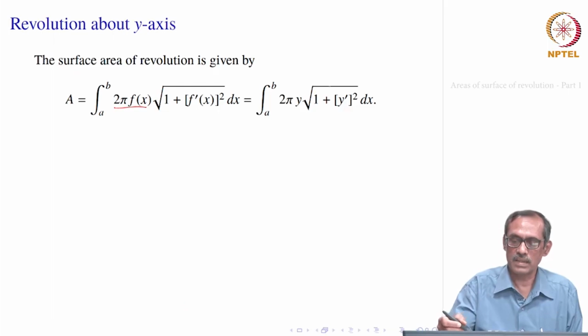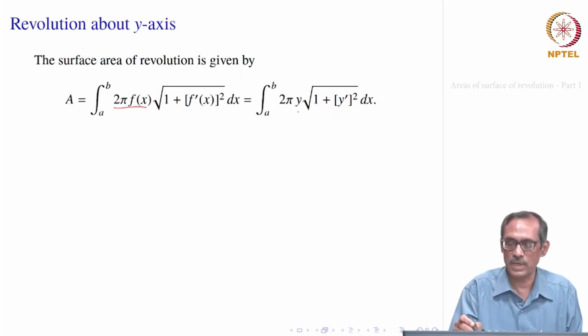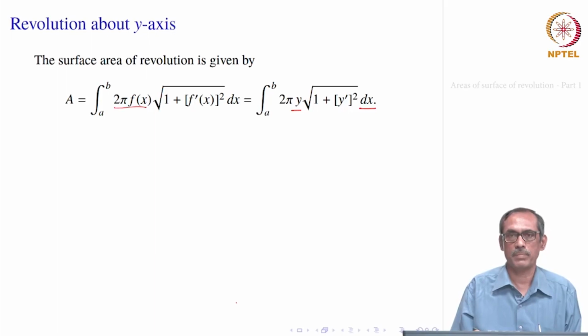Then this curve is revolved about the x axis, and in that case our area is the integral from a to b of 2 pi y. So, when it is revolving around the x axis, we have integration with respect to x, but this factor is y because that corresponds to r in the first term. So, 2 pi y times the square root of 1 plus y prime squared dx.